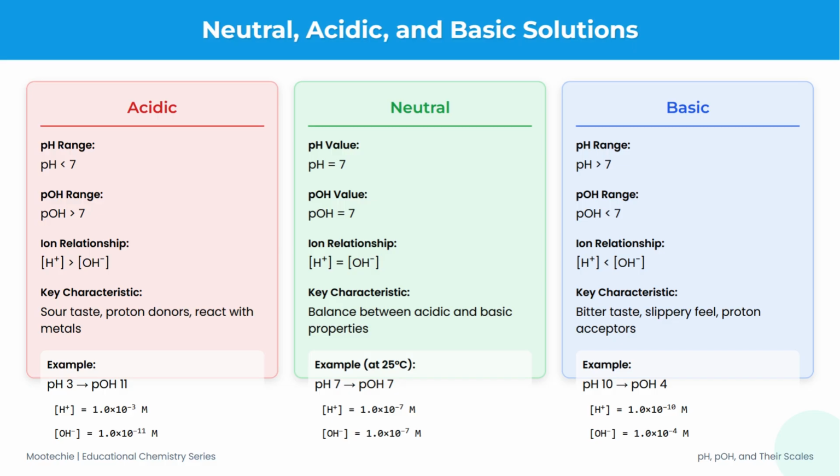They often taste bitter, feel slippery to the touch, and are proton acceptors. For example, a solution with a pH of 10 has a pOH of 4. Its hydrogen ion concentration is 1.0 times 10 to the negative 10th molar, and its hydroxide ion concentration is 1.0 times 10 to the negative 4th molar.